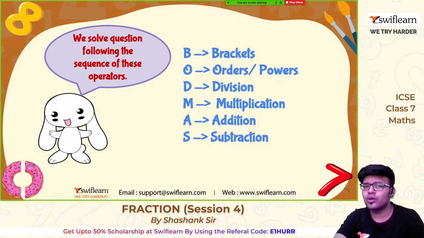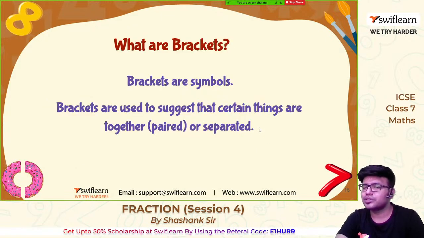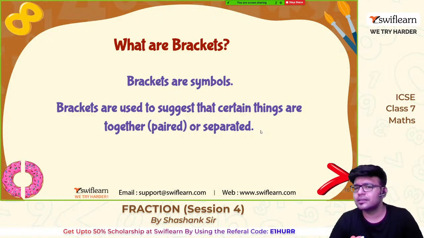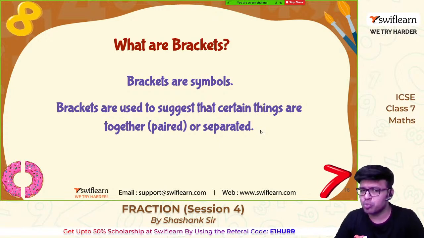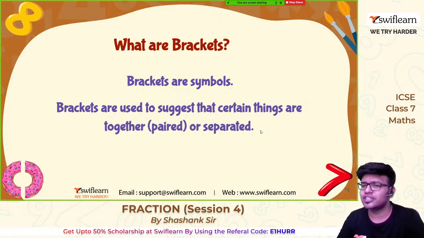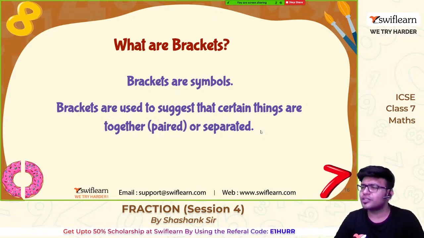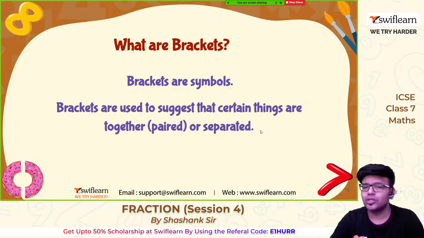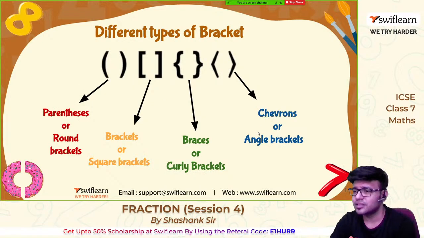We solve the following questions in this sequence of operators: bracket, order. Order or power, so x square, x cube, 3 square, 3 cube. These are order. And division you know, multiplication you know, addition you know, subtraction you know. What are brackets? Brackets are symbols usually used to suggest that certain things are together or separated. So this is what brackets suggest.